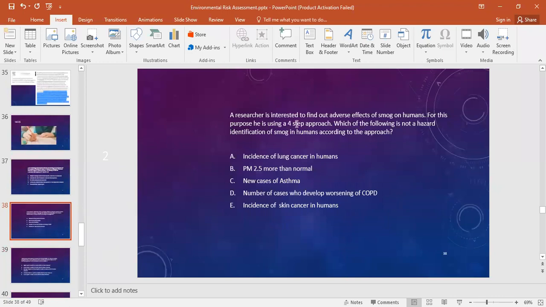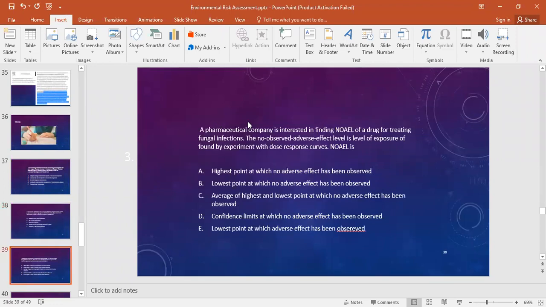A researcher is interested to find out adverse effect of smoke on human. For this purpose, he is using a four-step approach. Which of the following is not a hazard identification of smoke in human according to that four-step approach? Incidence of lung cancer in human, particulate matter 2.5 more than normal, new cases of asthma, number of cases who develop worsening of COPD, incidence of skin cancer in humans. E. A. A is the right answer, incidence of lung cancer in human.